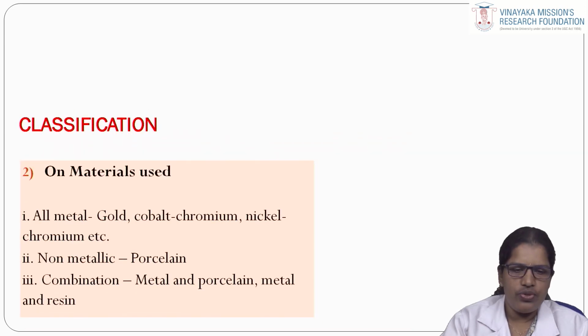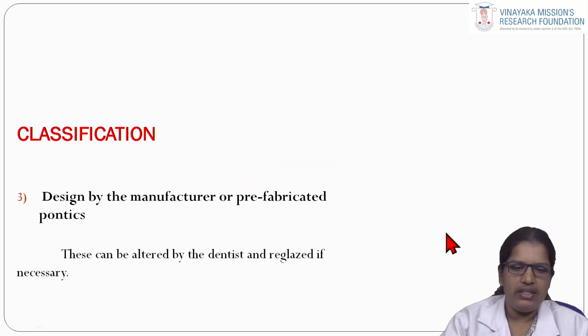Based on materials used, there are many materials that can be used: all metal, non-metallic and combination. In all metal, gold, copper, chromium and nickel chromium are used. Non-metallic, porcelain is the material. The combination is both metal and porcelain or metal and resin. And based on the design by the manufacturer, prefabricated Pontics are classified. They can be altered by the dentist and reglazed if necessary.